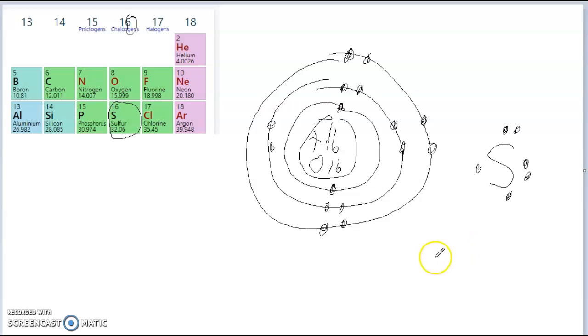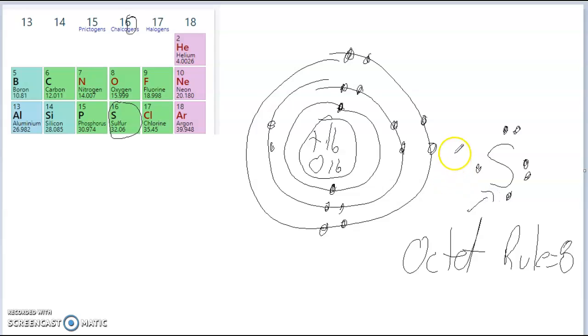It wants to satisfy the octet rule, which means 8. So it's going to want to gain 2 more. Because it's going to gain 2 electrons to be stable, and electrons are negative, by gaining 2 negative things, it will have a charge or oxidation number of -2.